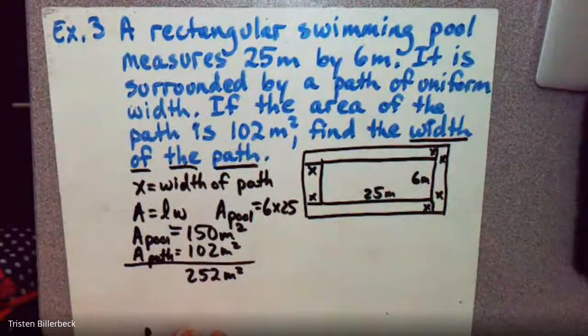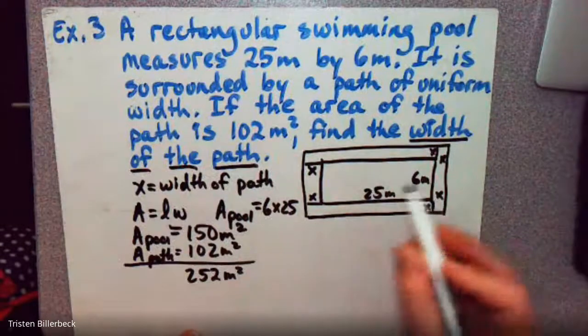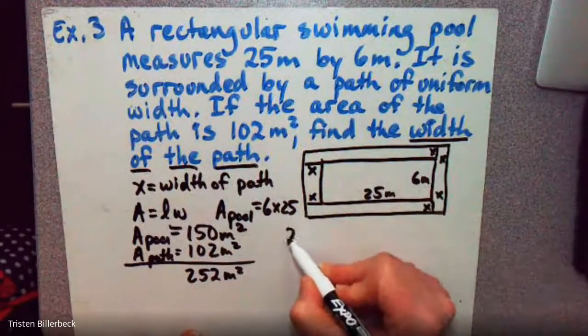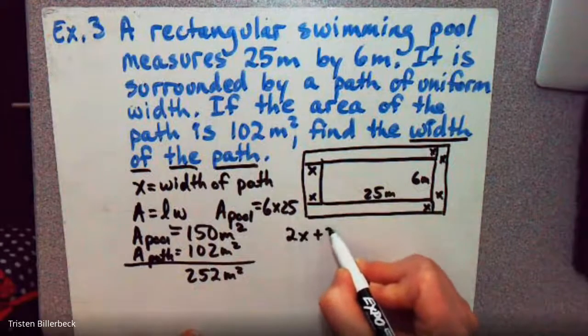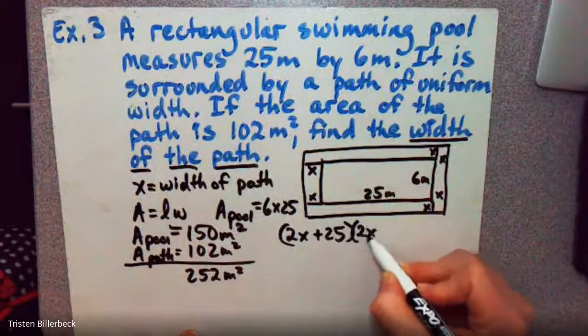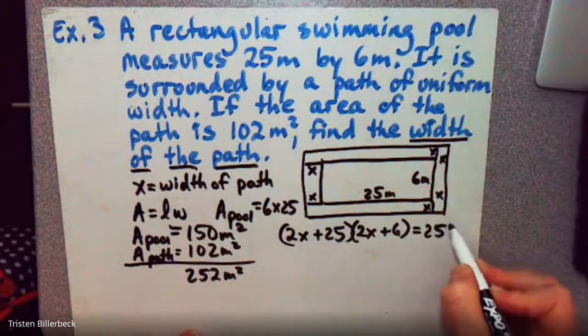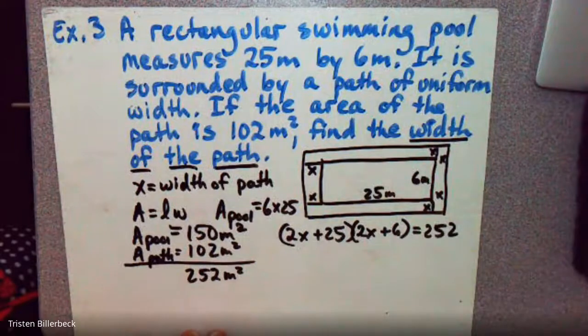Okay, but when we actually do this, we see, oh, well, it's 2x plus 25 times 2x plus 6 equals 252. Ooh, that would have caused a lot of problems if we hadn't set that one up right.